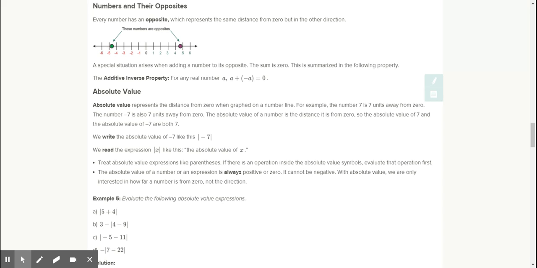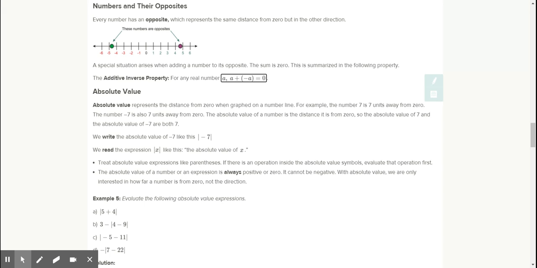So a special situation arises when adding a number to its opposite. You're going to get the sum of 0. This is summarized in the following property. Now we were talking about the additive inverse property the other day. That's one of the properties of real numbers. So what this means is for any real number a, a plus its opposite, negative a, equals 0. So if I take a and add it to its opposite, negative a, I will get 0.